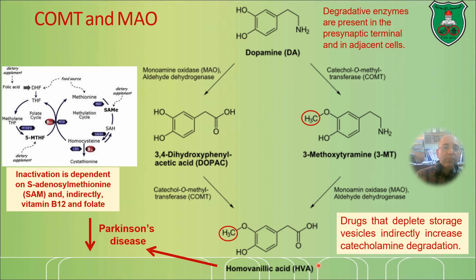Something else: in Parkinson's disease, when we have a high level of dopamine, that results in the presence of homovanillic acid, which is the end product, in the urine. So these drugs would result in the inactivation of dopamine with a higher level of homovanillic acid in the urine. But people with Parkinson's disease have a reduced level of homovanillic acid in urine.